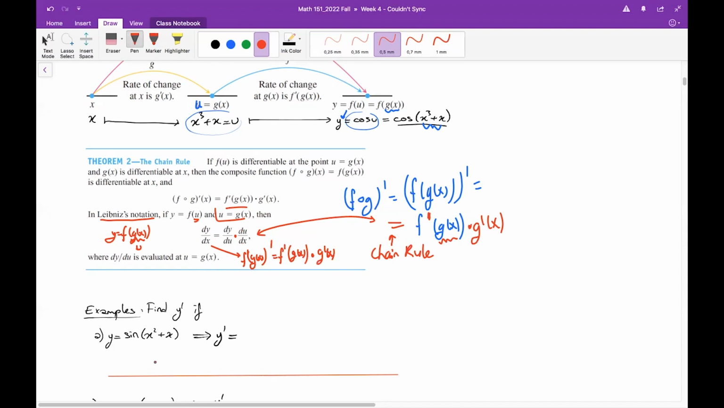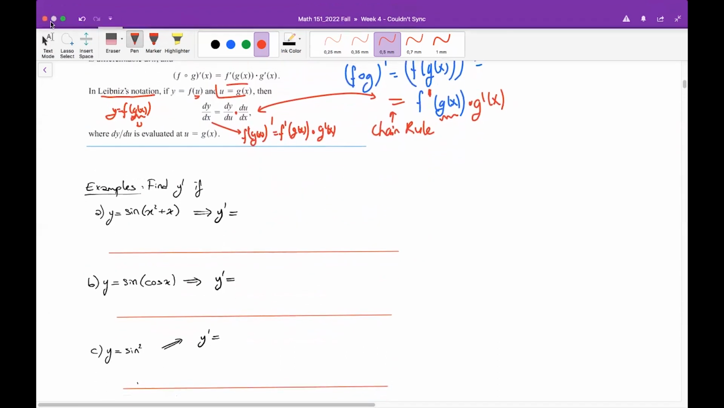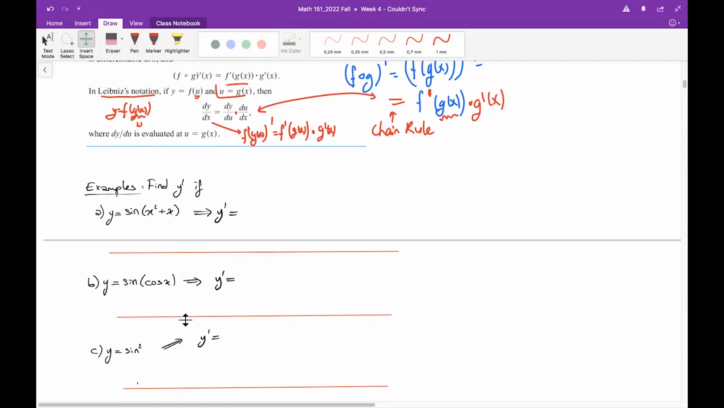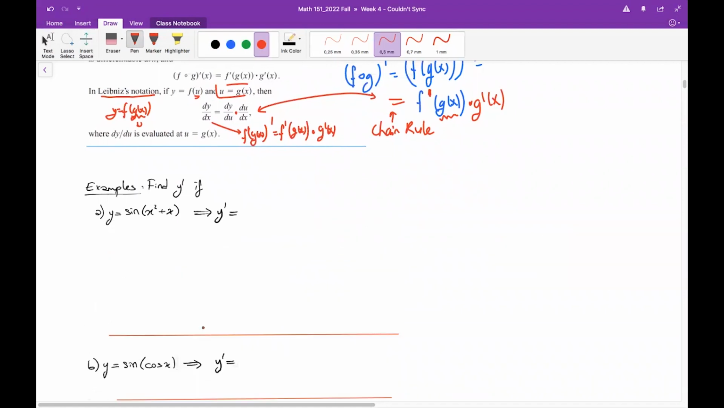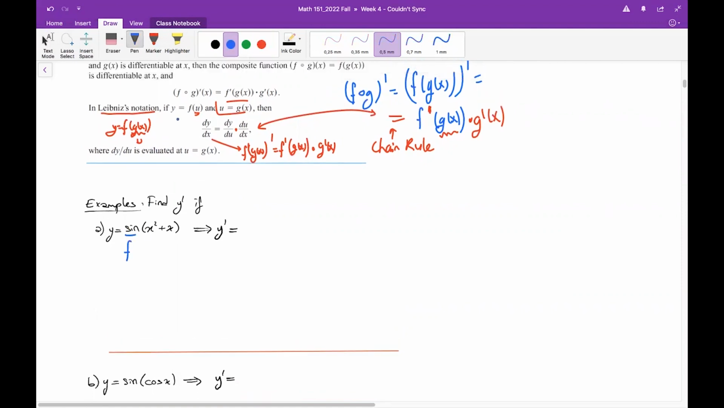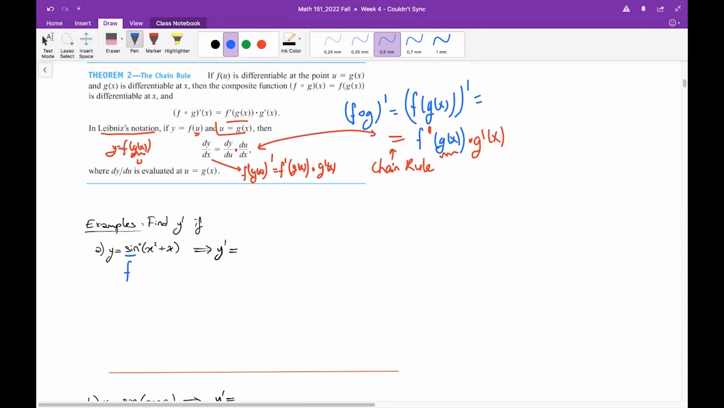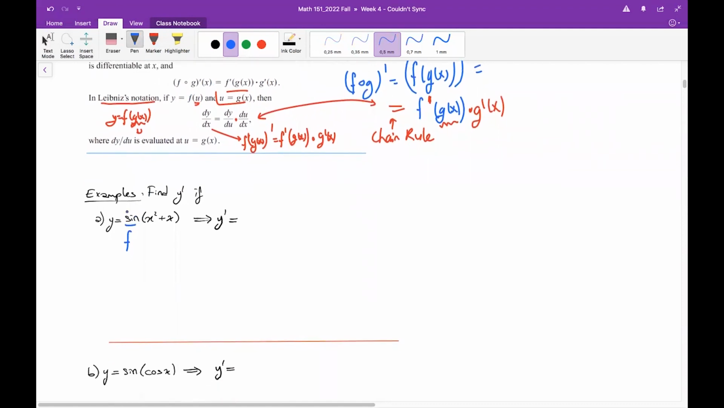Now it is time to apply the chain rule in a simple example. Let's start with a simple one. Y is given like that, and we want to take the first derivative of the y function. What we will do here: sine is the f function that we have talked about here. This is the outer function, and the insider function is this part. This is g of x.